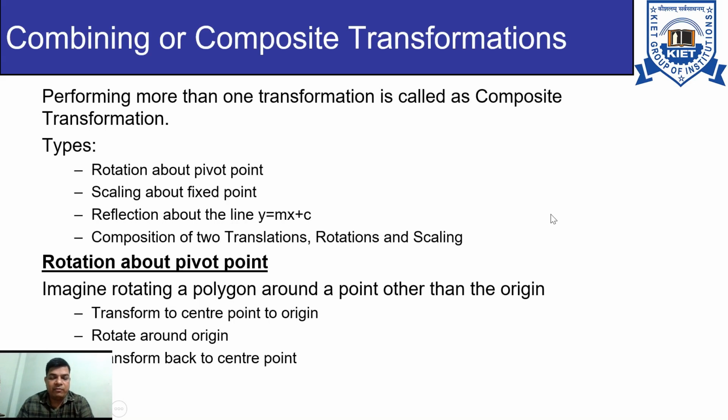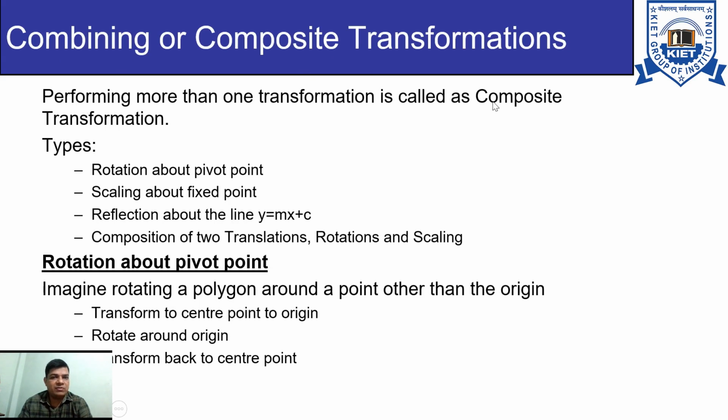Now we have already seen how to represent any matrix in homogeneous form. After representing the matrices in homogeneous form, we are able to perform composite transformation. Composite transformation is nothing but performing more than one transformation. Whenever you do more than one transformation, it is a composite transformation, that means combining more than one transformation.